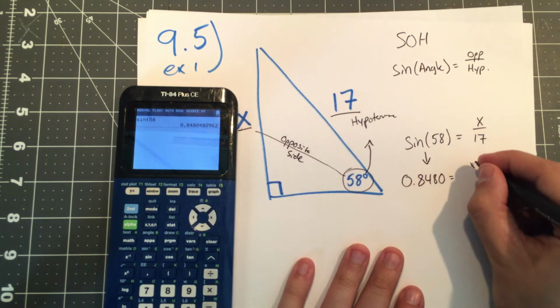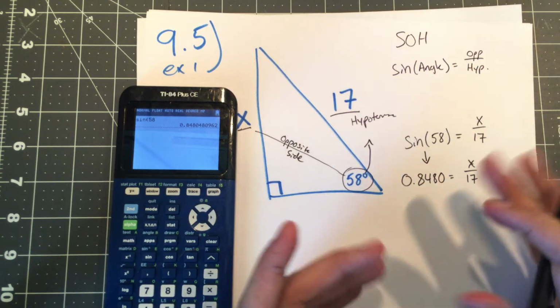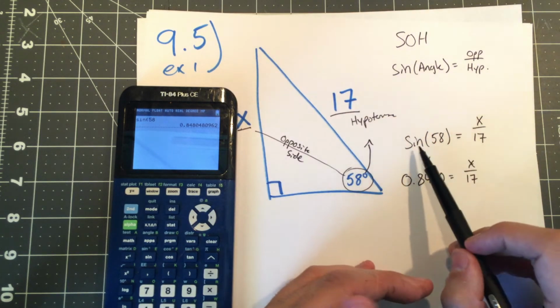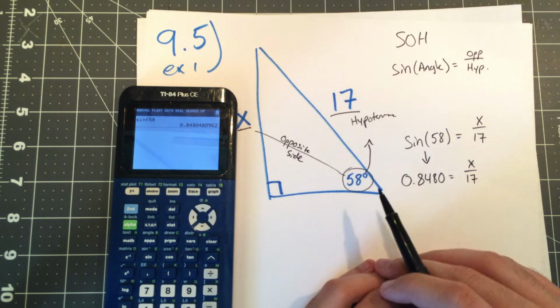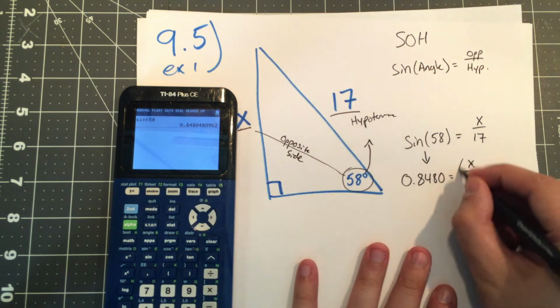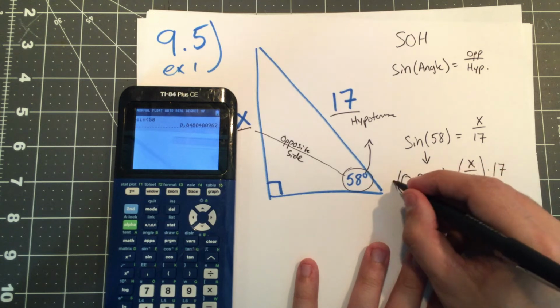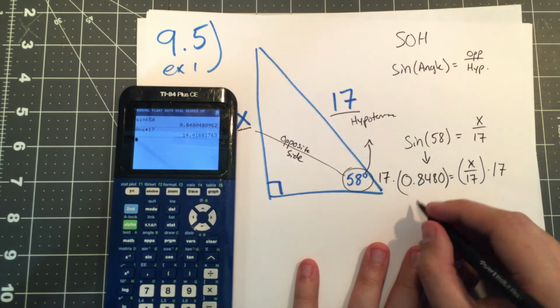Sine of 58 is 0.8480. If you don't know how to use your calculator to do that, you have a trig sheet where it has columns 1 through 90 or 0 through 90. You would go to the 58th row and look at the sine column, and that would have this decimal here for you. Well, all I have to do now is multiply it by 17, and I can get my answer.